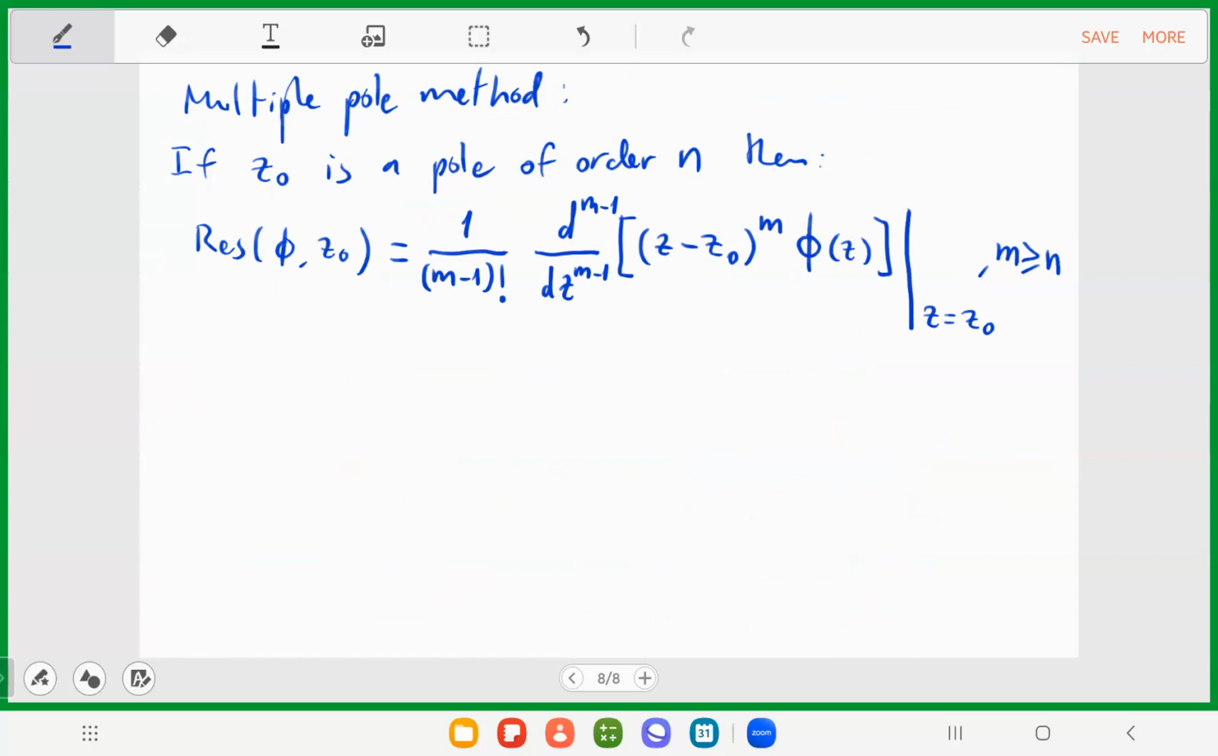This is the most general way to find the residue of a function phi on a pole of any order. Actually, the simple pole method is a special case of this. But notice that we also have this flexibility of taking a power m that doesn't need to be equal to n. It can be equal to n, but it could be larger, and the result will be exactly the same. That gives us a bit of flexibility that in some cases you can choose a value of m that makes the calculations a bit easier. And the result of this derivative of this function will always be the factorial of m-1 multiplied by the coefficient b1.